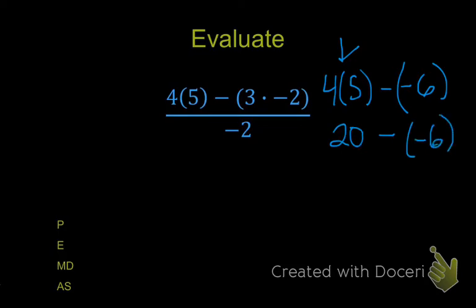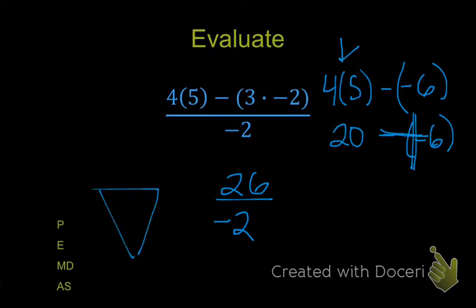And now when I look at this, I have 20 minus negative 6. I can either think about keep, change, change, or I can remember that when I have two negatives side by side, they come together to form a positive. So this is actually 20 plus 6, which is 26. And now that I've simplified the top, I am going to simply bring down my denominator since there's nothing to simplify there. And now I have 26 divided by negative 2.